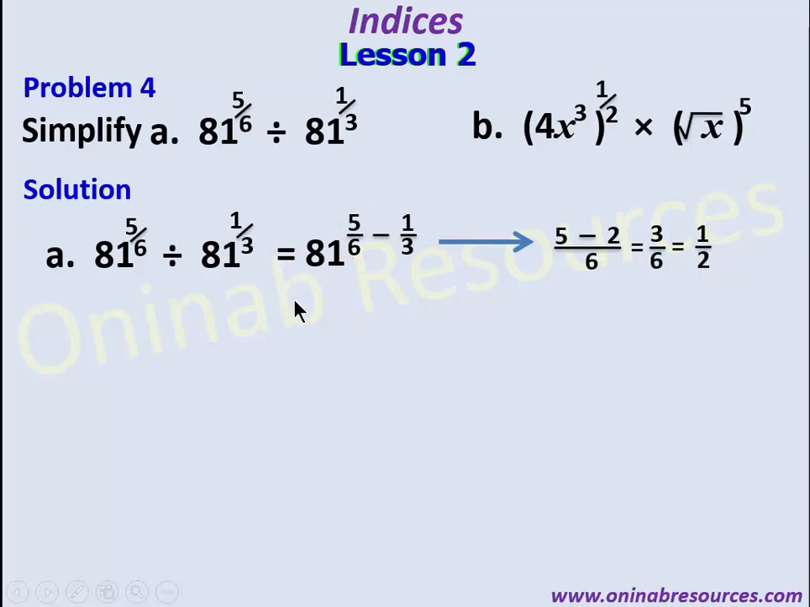So which means it is going to be 81 to the power of half, since the simplification of this one gives 1 over 2. So square root of 81, since the numerator is 1, so we just forget about it. Square root of 81 is positive or negative 9. And that is the end of solution to problem 4A.